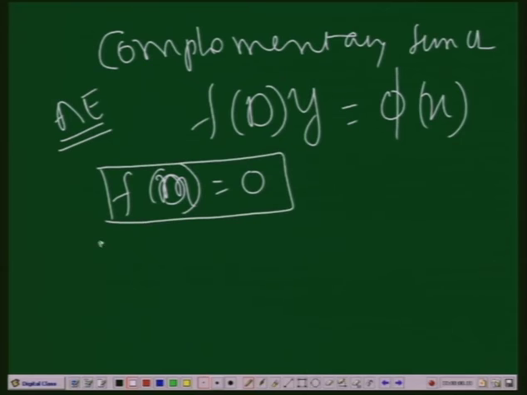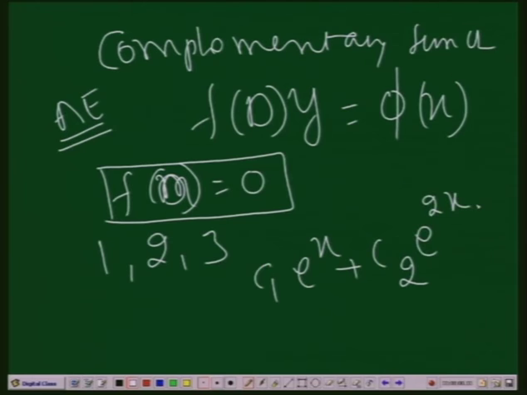For example, if roots are real and distinct, like 1, 2, 3, CF is C1 into e to the power of x, where x stands for the independent variable, plus for another root 2, we write one constant C2 into e to the power of 2x, plus for 3, another constant C3 e to the power of 3x. This is the complementary function corresponding to the roots of the auxiliary equation.